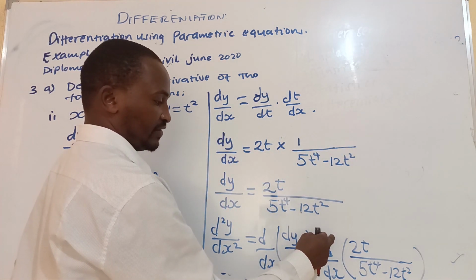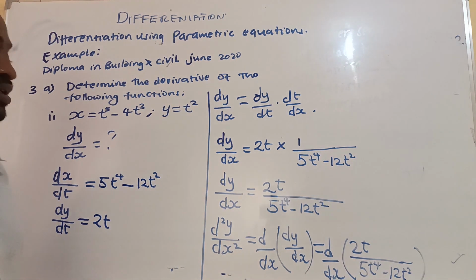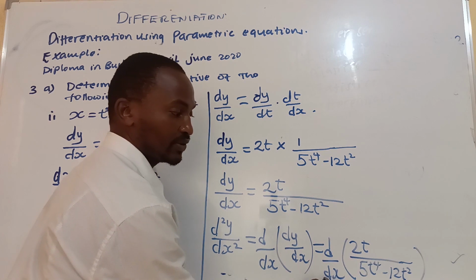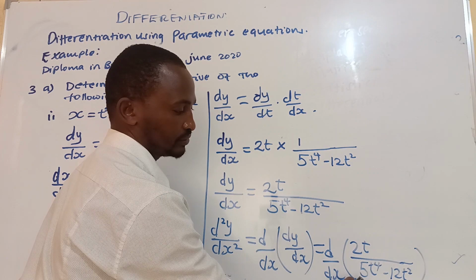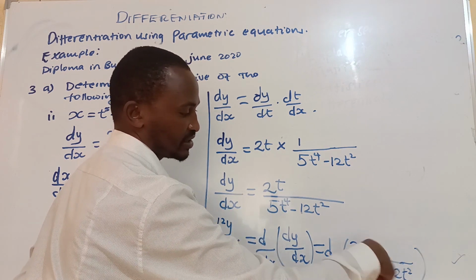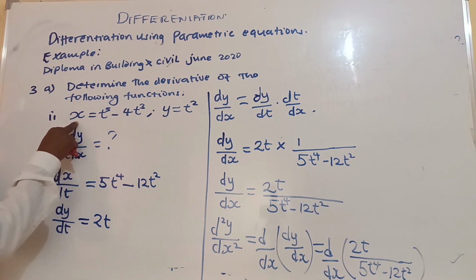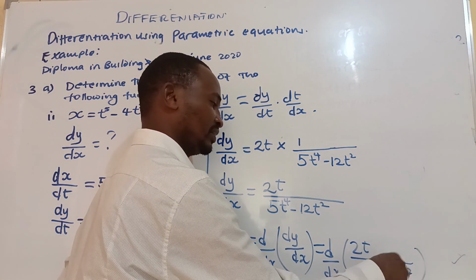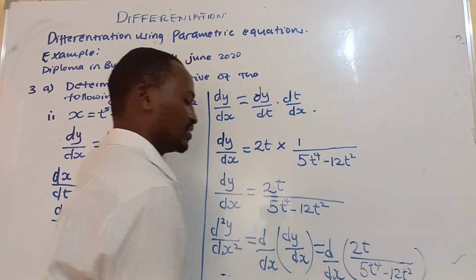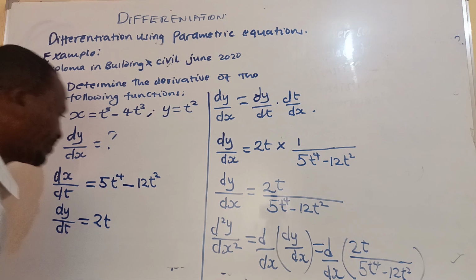So we'll be finding the derivative with respect to x of the first order derivative. But notice, we are differentiating with respect to x, but we don't have any x here. It's all, this variable is t. But remember, x was a function of t. So we cannot say this is a constant because x is also a function of t. So how do we go about that?